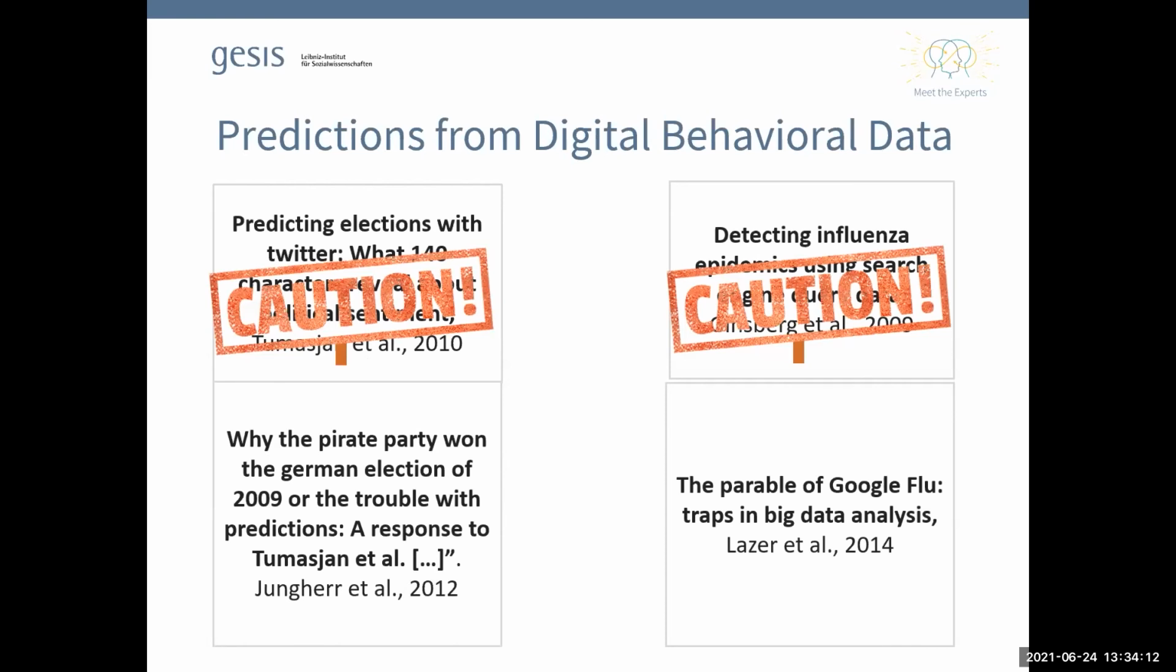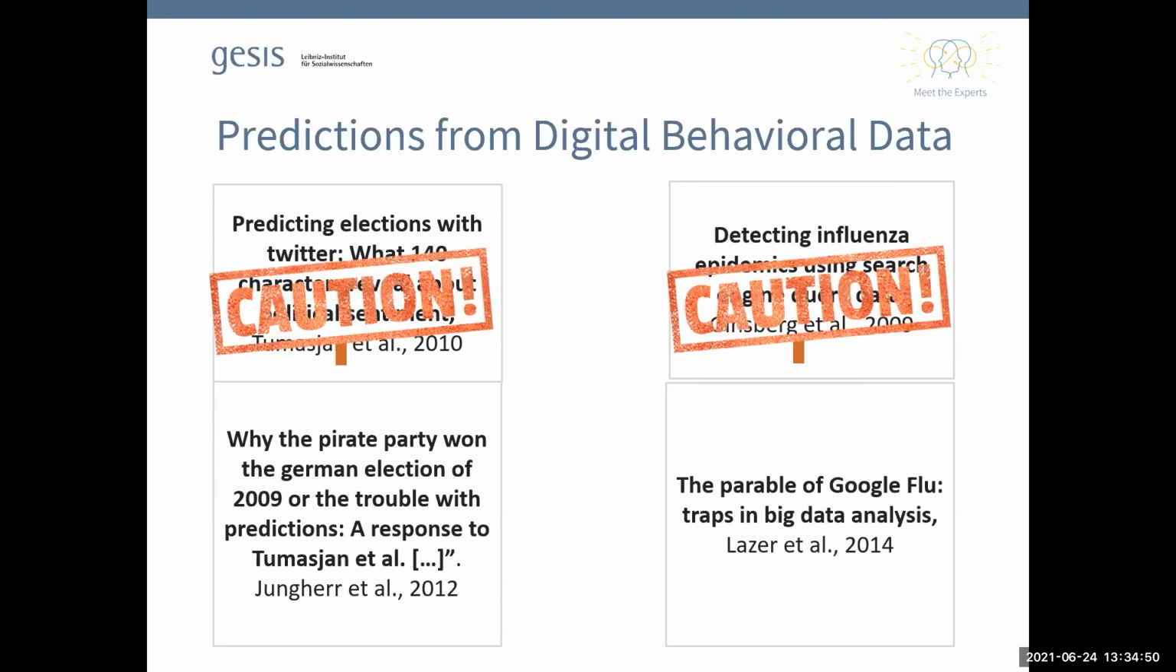In the election prediction case, there's a paper showing that if the data collection period had been slightly shifted, then the same prediction model would have predicted the Pirate Party to win the 2009 election, which as far as I remember did not happen in 2009. And in the other case, the Google flu prediction algorithm at some point didn't produce good results anymore. And the researchers behind it were a bit surprised about why that happened.